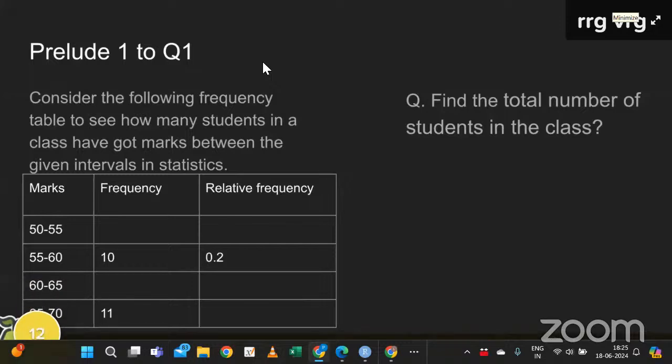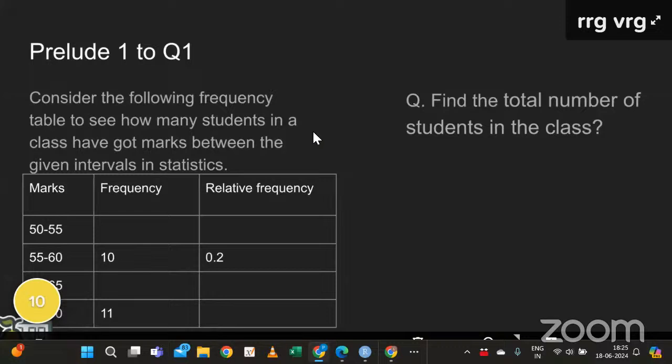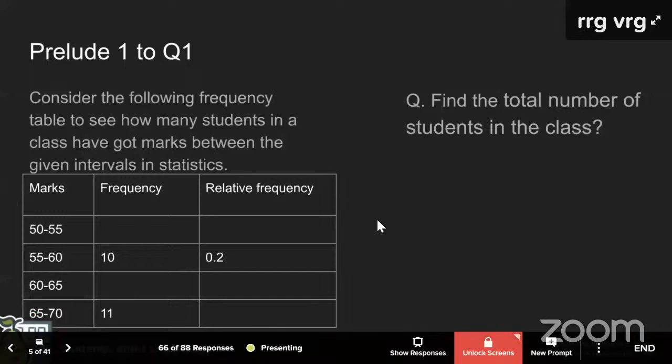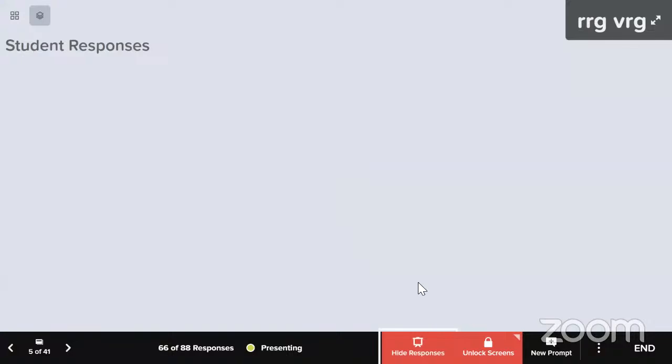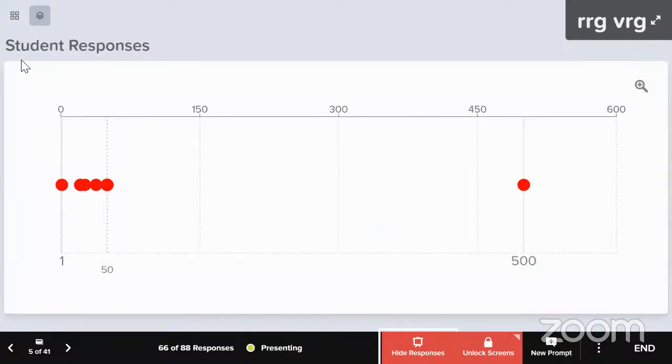I am searching in Google. No, no, just write joinpd.com. If you enter joinpd.com, then you have to enter the code at the top right corner, which you can see on my screen: RRGVRG. Okay, so let me see your responses on the Peardeck.